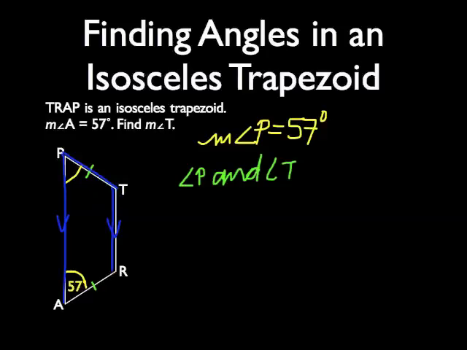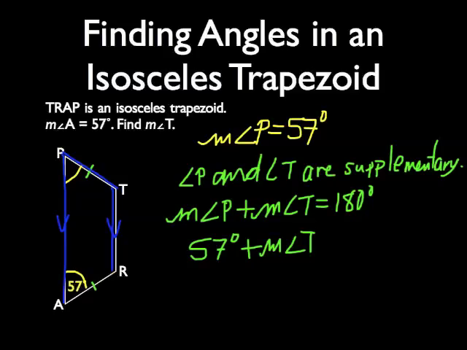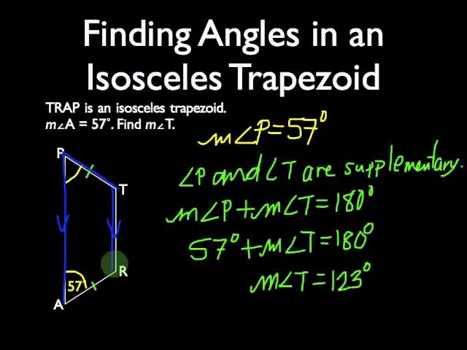So that means that angle P and angle T are supplementary. Well, if angle P and angle T are supplementary, that means the measure of angle P plus the measure of angle T has to be 180 degrees. Substituting in the value that we just discovered for angle P, we now have the equation 57 degrees plus the measure of angle T is equal to 180 degrees. And then if I subtract 57 degrees from both sides, we find out that the measure of angle T is 123 degrees. That's really quite easy if you remember our theorems about parallel lines and transversals.